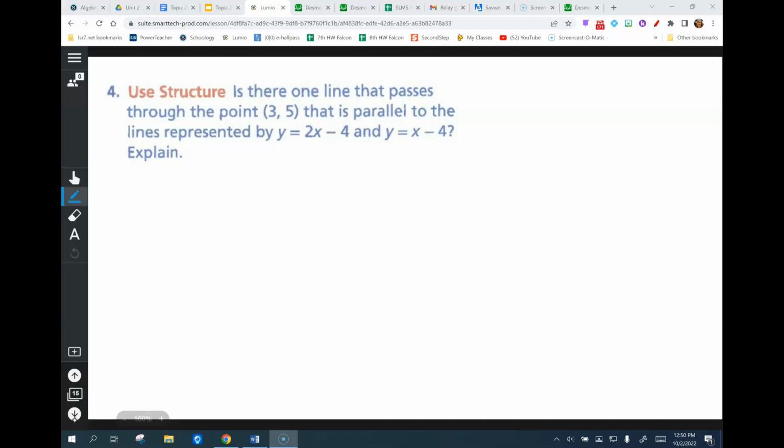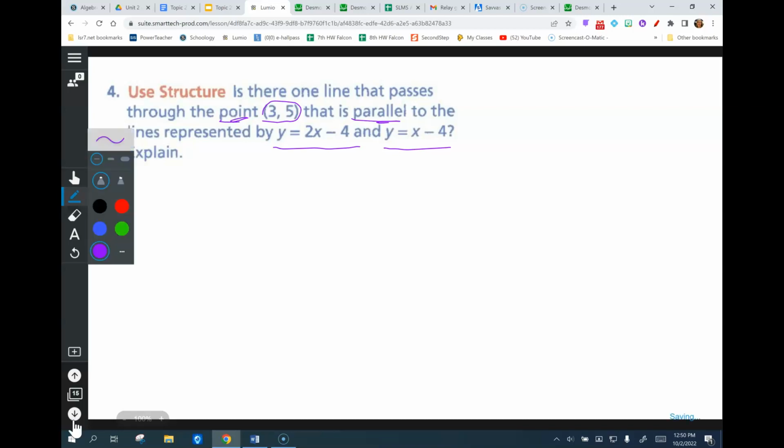Is there one line that passes through the point 3, 5 that is parallel to the lines represented here? So it wants it to be parallel to both of those lines. Can I pass through a point that's parallel to both of those lines? The point, okay, that's a distractor. Look at right here. What you're paying attention to is the slope. Can I have a line that goes through this point that's parallel to both of these? Well, no, because these two don't have the same slope.